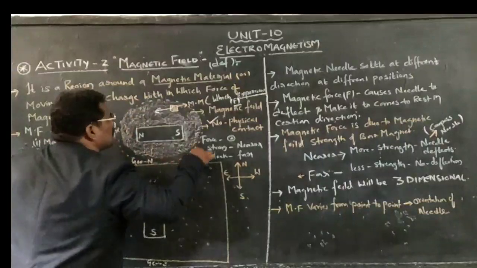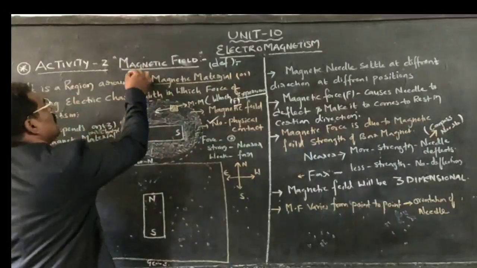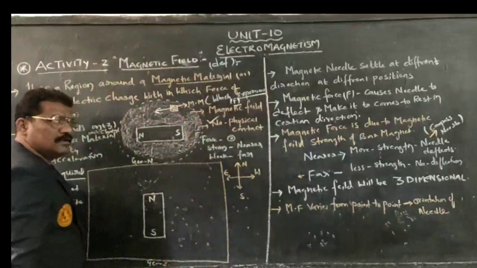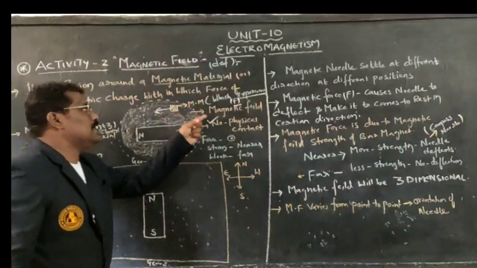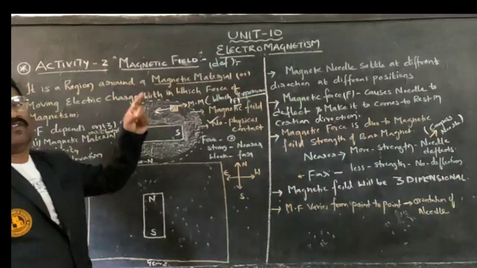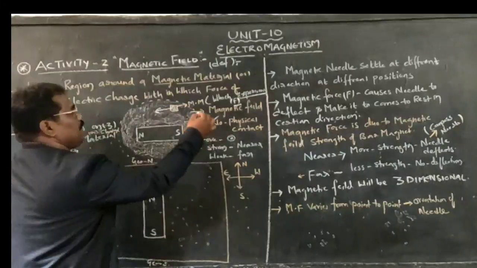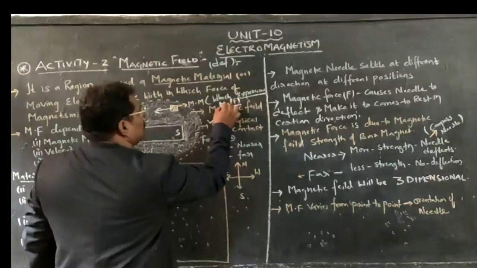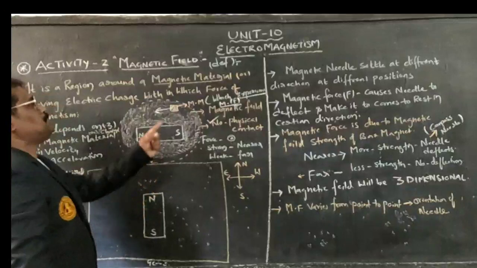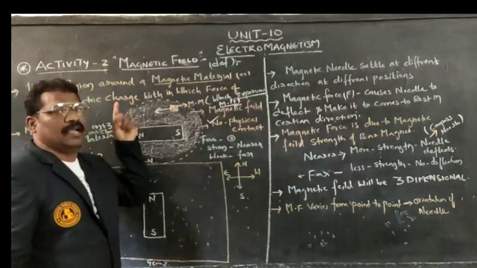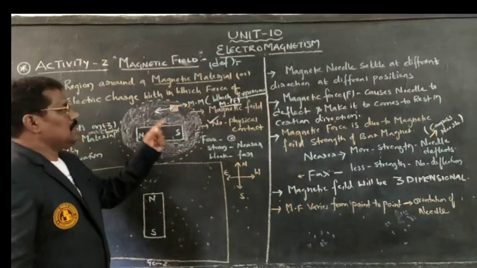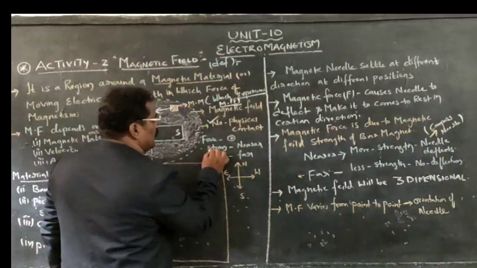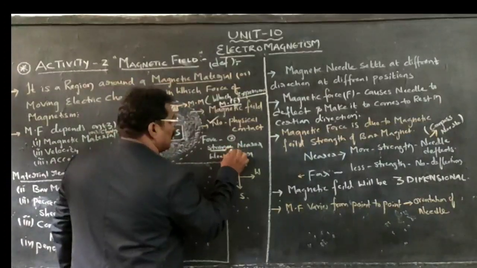Therefore, that region is called nothing but what? A magnetic field. And the magnetic force, as I said, is experienced by what? The magnetic material there. That force may be either stronger or weaker.